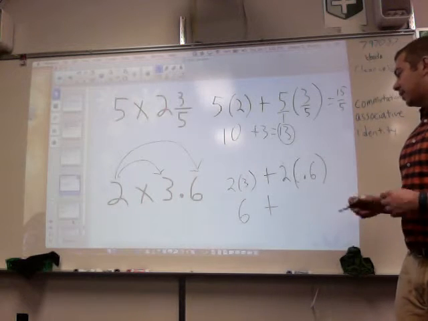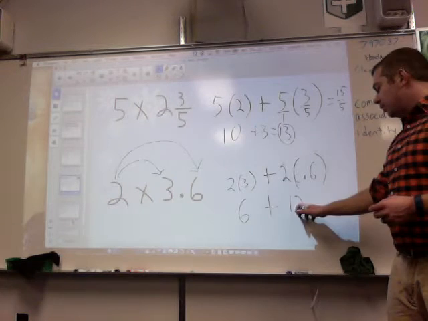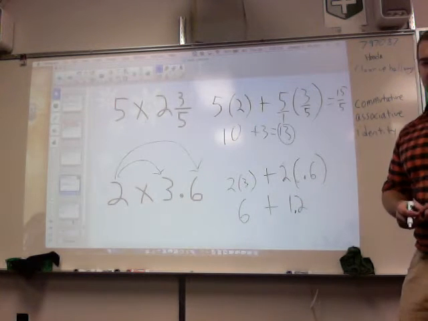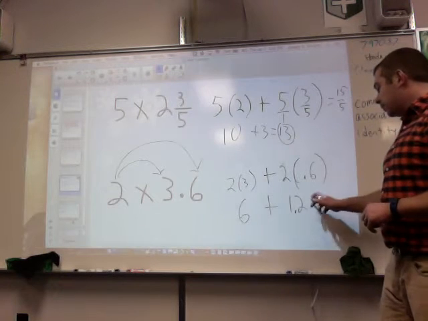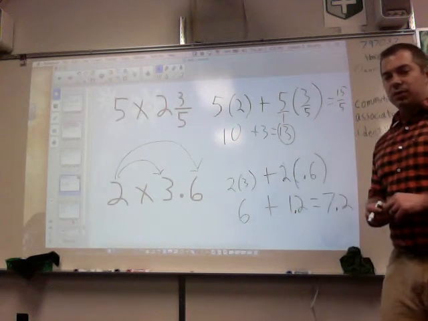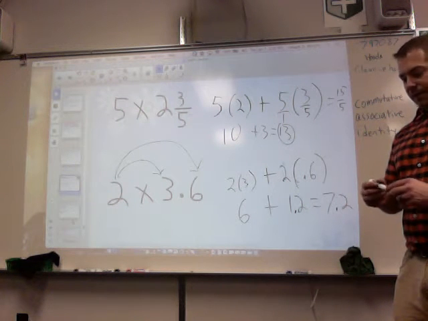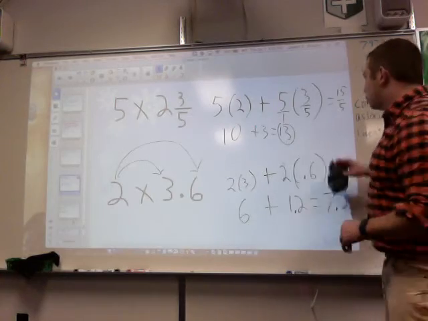All right, so 2 times 3 equals 6, plus, now I'm going to ignore the decimal for now. 2 times 6 equals 12, and I have one place value spot, so I make one loop, which is 1 and 2/10 or 1.2, and 6 plus 1.2 equals 7.2 or 7 and 2/10. All right? We're just breaking numbers apart, and we're putting them back together with the distributive property.